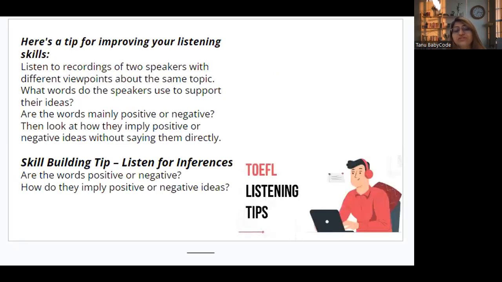Now, one tip for you on how to improve your listening skills is that you should listen to recordings of two speakers with different viewpoints about the same topic. What words do the speakers use to support their ideas? Are the words mainly positive or negative? Then look at how they imply positive or negative ideas without saying them directly. That is the skill building tip. So you have to look for your skill building. Listen for inferences, right? I hope you got an idea how to solve these types of questions.